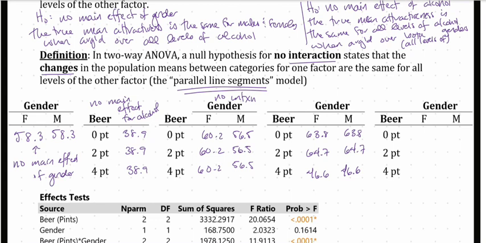For this other plot, when we look at the change between females and males, when we look at 0, 2, and 4 pints, we're looking at the same change as well. So these are both two examples of how we might have no interaction.